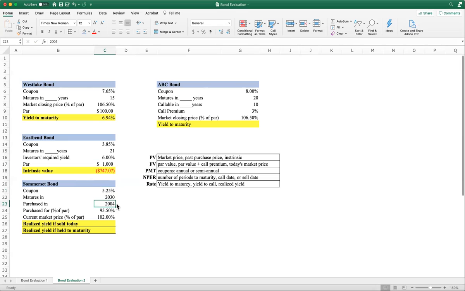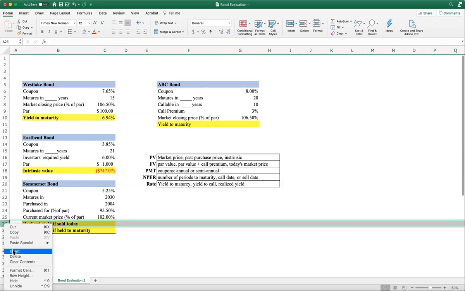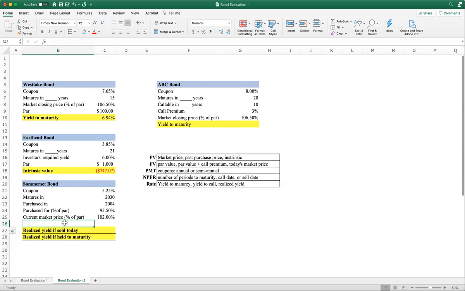And the purchase price is 95.5% of the par. And the current market price is what? Is 102. Okay. So now we're talking about realized return here. And again, if you want to add a row here, just put the par at $100 because it's not given to you. That's totally up to you.